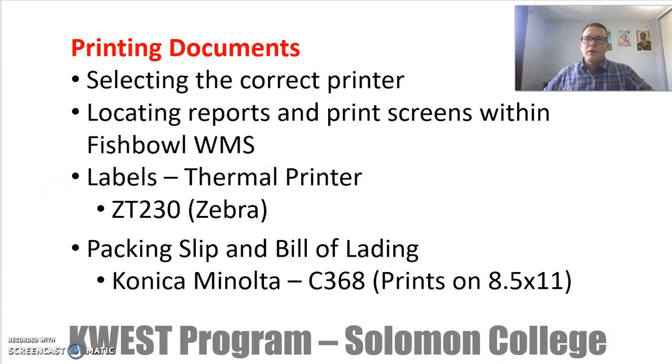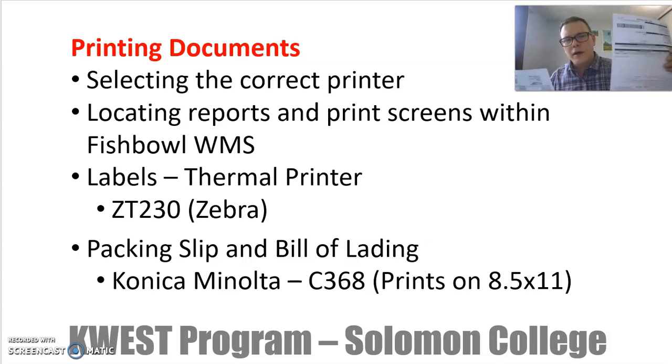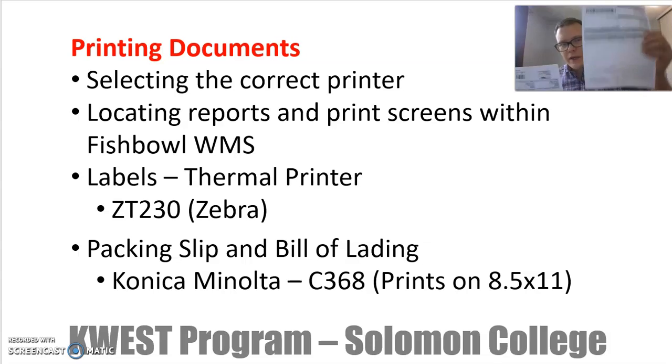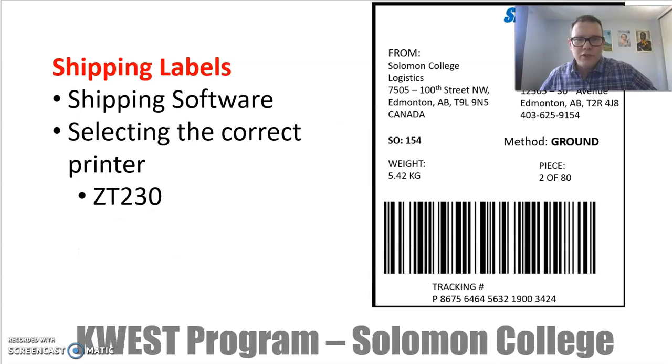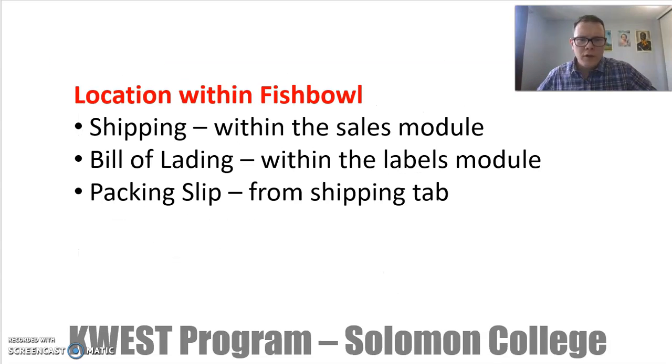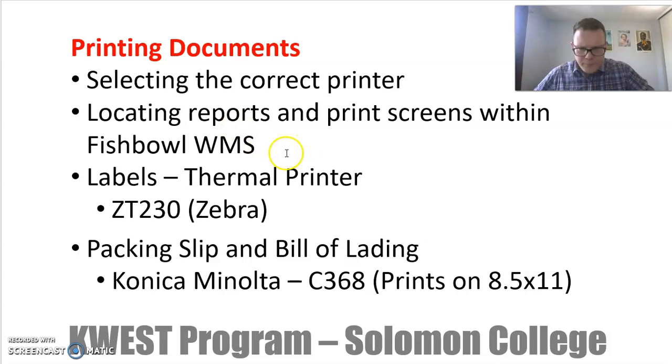So when printing the documents, we have two printers, one for your regular 8.5 by 11 size page, and another for your shipping label, which is kind of like a sticker. So the default printer that we have set up is our thermal printer, the ZT230 Zebra. So if you want to print a shipping label, you would just click print and it would automatically come up.